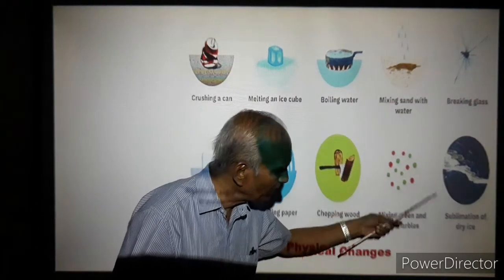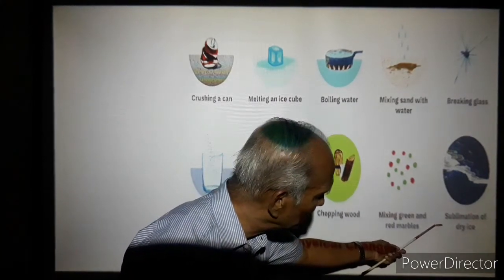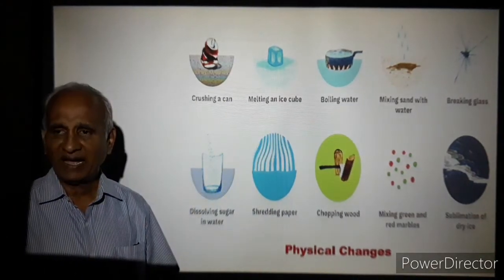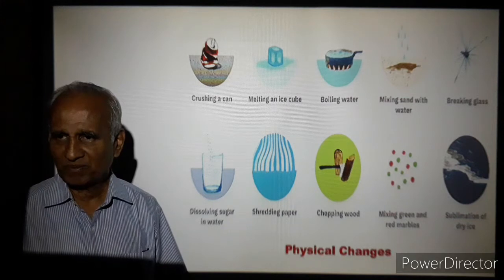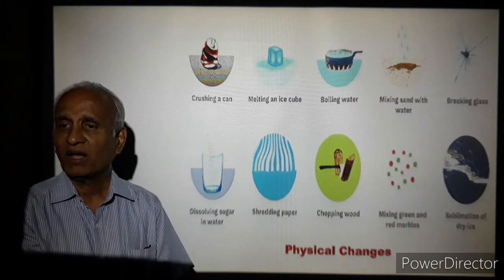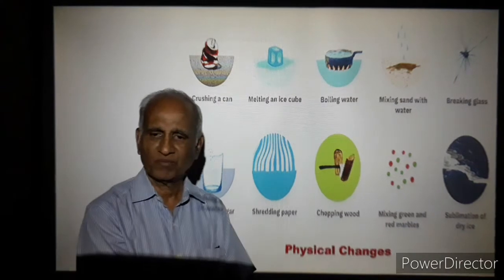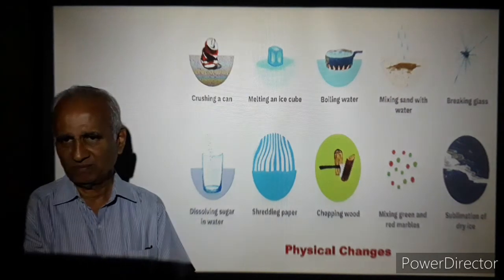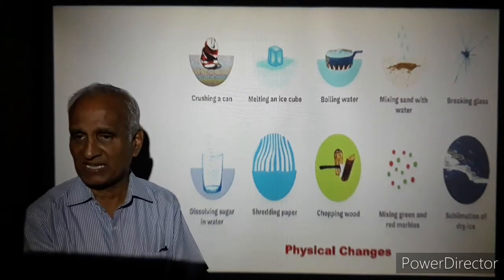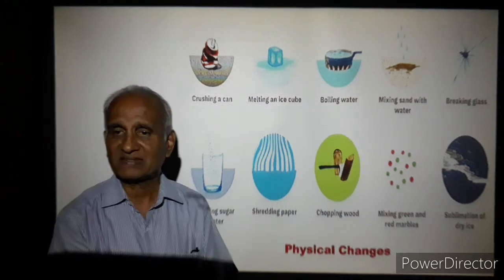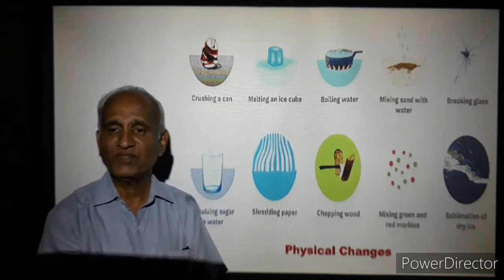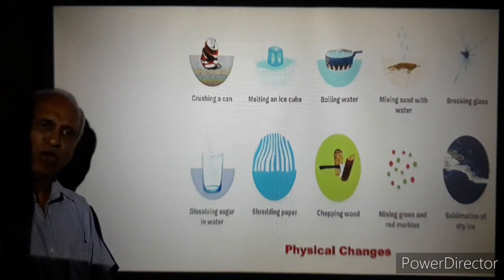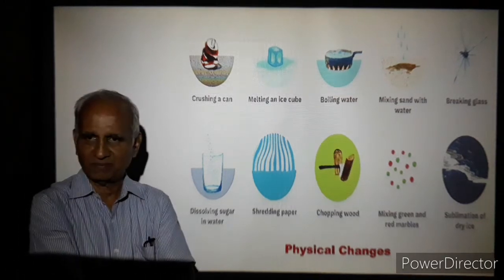The last one here, sublimation of dry ice. Dry ice. It sublimes. It changes its shape. It changes its form. It's a physical change. It's not permanent. We feel as if it's changing, but no change has taken place. Whatever has happened, it's a physical change. So all these are physical changes. We see lots of physical changes around us. Next.